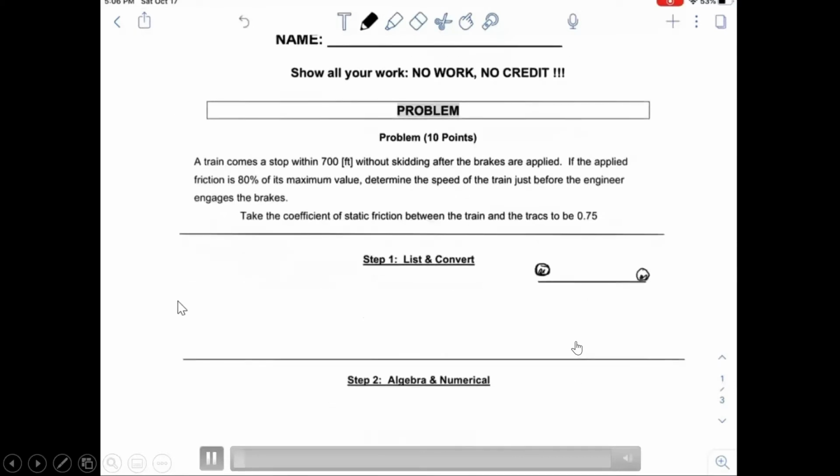All right, the first thing I'm going to do is a force diagram, right? So this thing is slowing down, from what speed we don't know. That's what we're going to be looking at. So it's going to be slowing down to stop within 700 feet, and static frictional force is acting on it. So the static frictional force acting on it is going to be 80% of its maximum value. So 0.8 means it's going to be 80% of its maximum value.